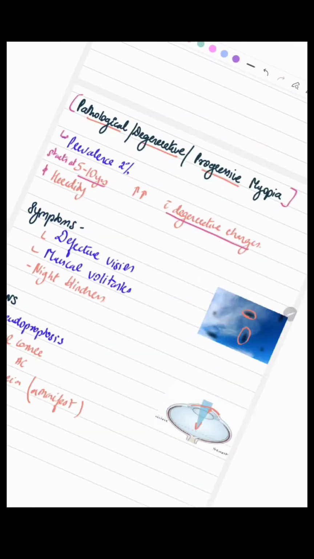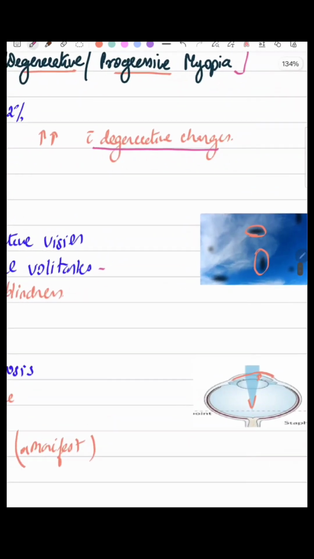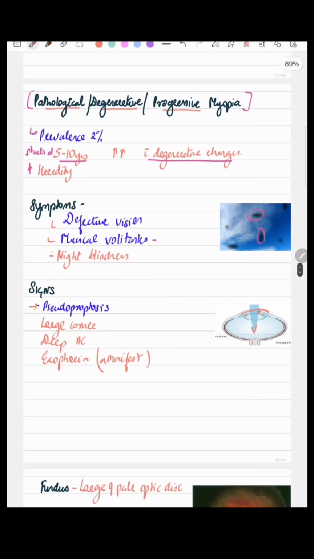Symptoms include defective vision, musca volitans. Musca volitans is nothing but floating black opacities. These floating black opacities are musca volitans. Then night blindness. These are the symptoms in degenerative myopia.